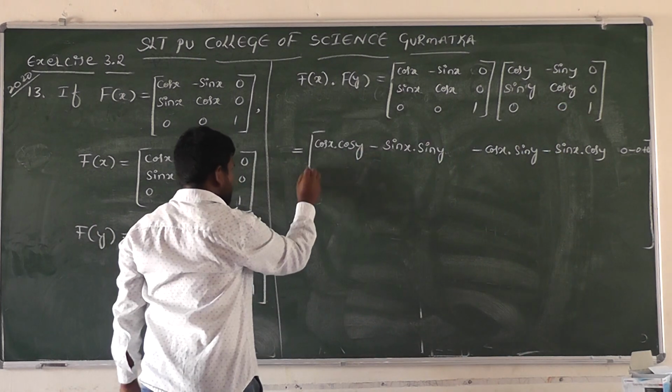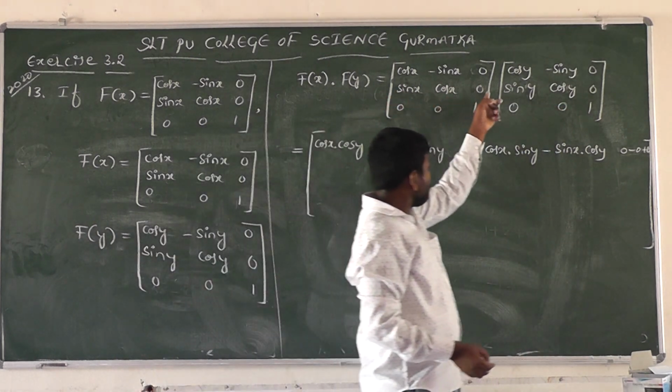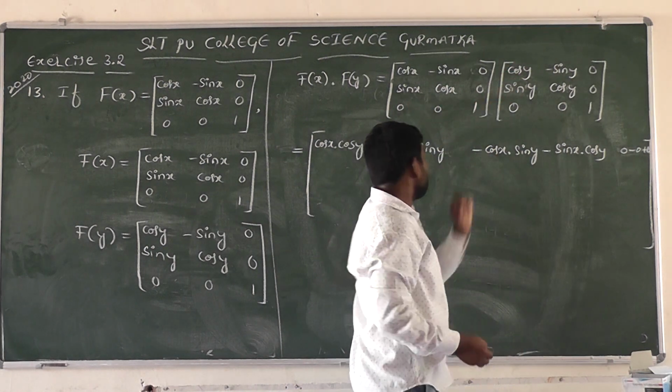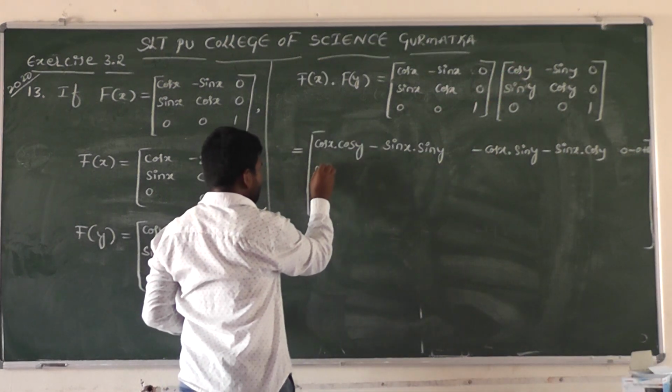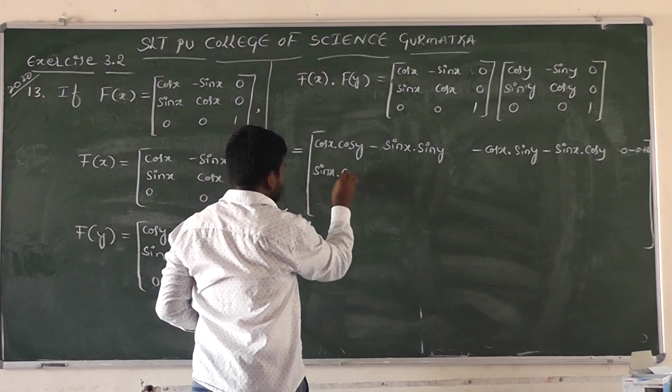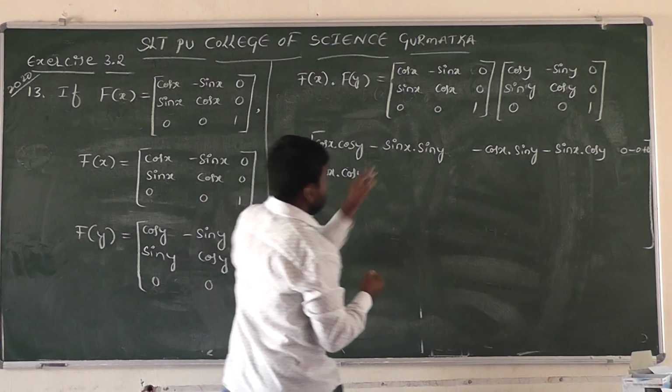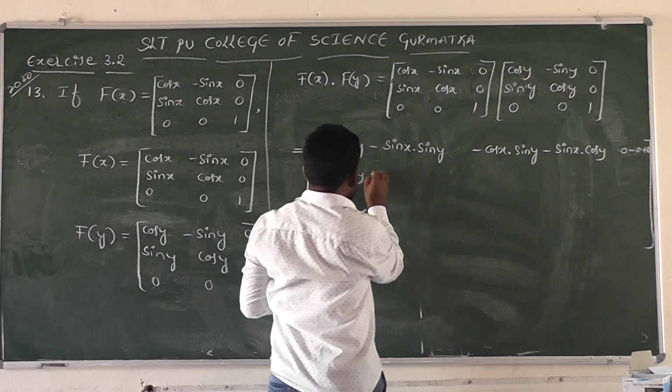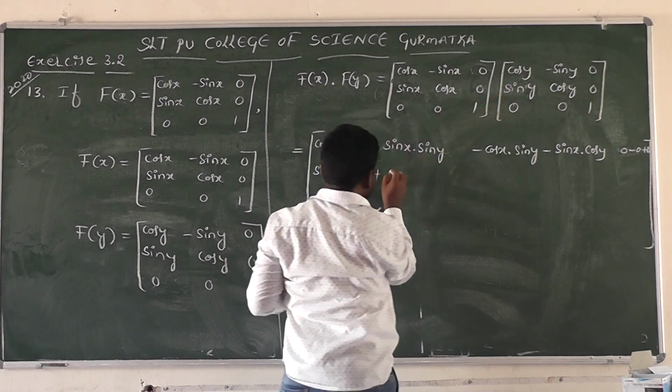Next, we have to multiply second row, first column. Sin x into cos y. Next, plus cos x into sin y.